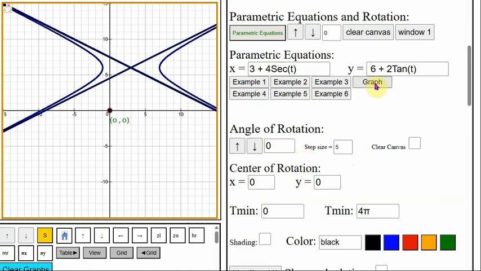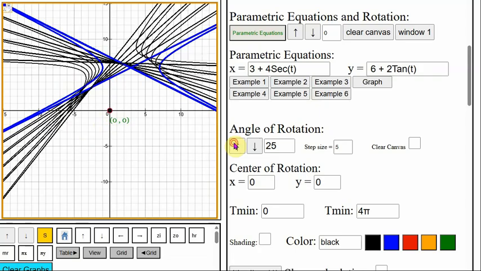And here I have the parametric equations: x equal to 3 plus 4 secant of t, and y is equal to 6 plus 2 tangent of t. And then this is what the graph looks like. And then I'm going to rotate this hyperbola around the center 0, 0. And this is what the image will look like.